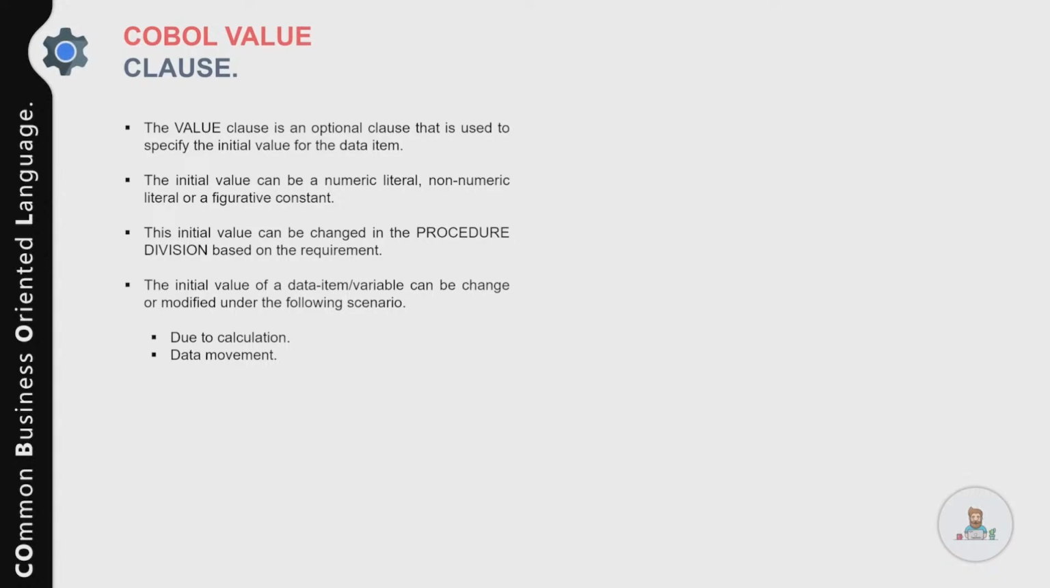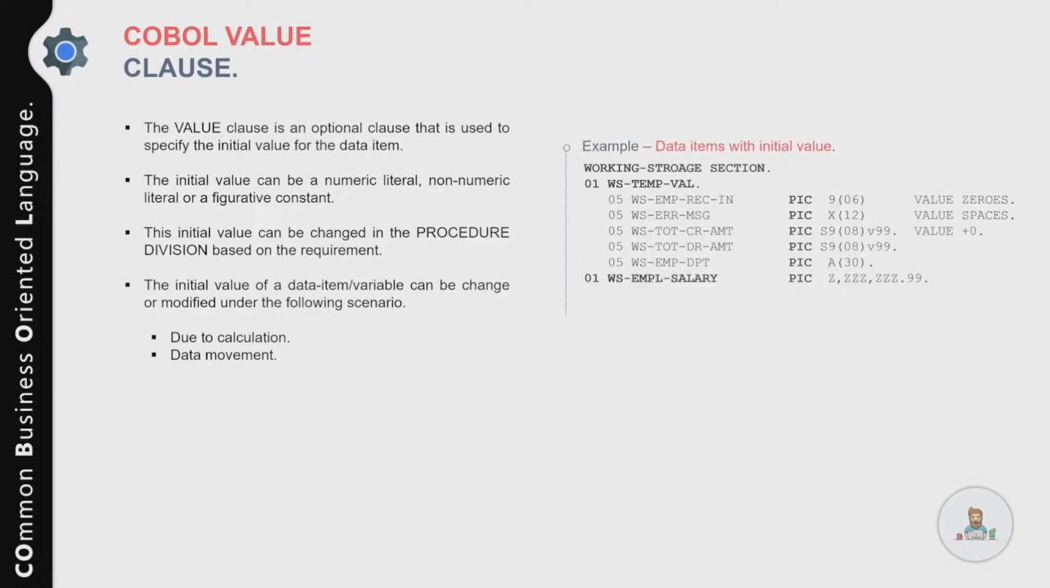So the initial value of a data item or a variable can be changed or modified under the following scenarios. The first one is you are doing some calculation with the help of that temporary variable, or probably you're moving some value from another variable to that particular variable. These are the two possible scenarios where you change the initial value that you've assigned with the help of value clause. Now let's talk about a couple of examples so that you can understand how exactly you can use value clause when you're defining the variables.